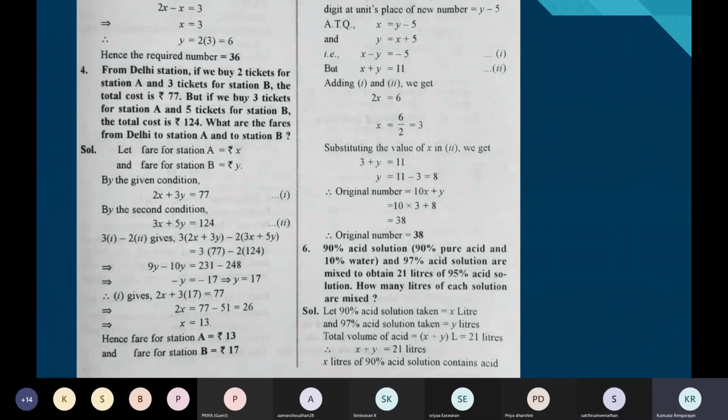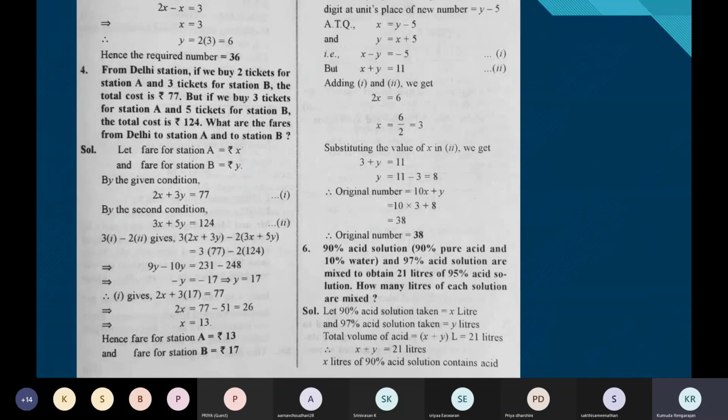X plus Y is equal to 21 because you're using X liters of the first solution and Y liters of the second solution to get 21 liters. So we have constructed the equation for the quantity. Next we are constructing the equation for the percentage of acid. Using the percentages, we are constructing the equation about the quantity of acid in it.